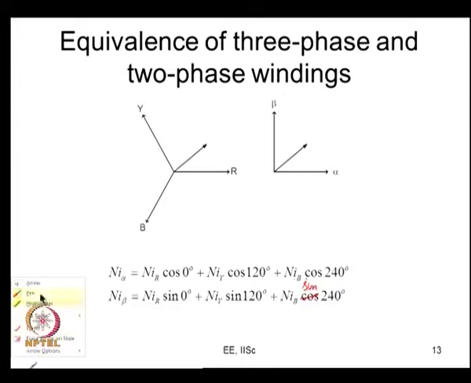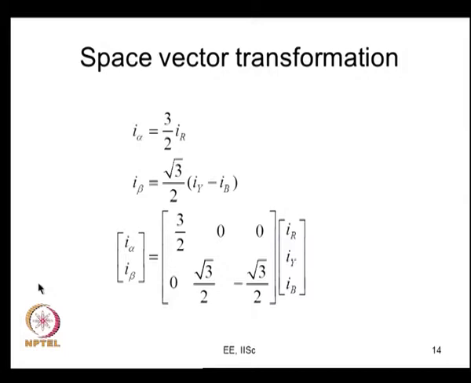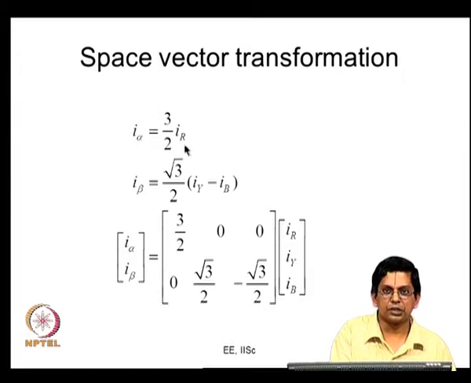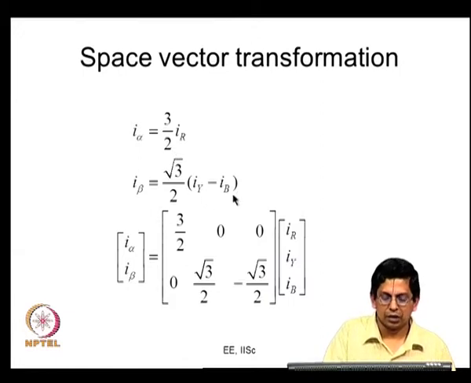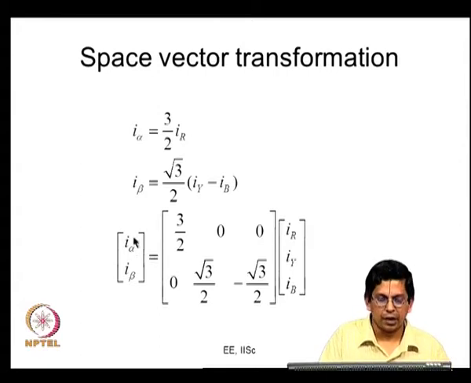Yeah, thank you. So, you can write down the space vector transformation like this. I alpha can be equated to IR with the condition that IR plus IY plus IB is equal to 0, it is a 3 wire load. So, this is your I alpha is related to IR, I beta is related to IY and IB like this. Thus, the 3 phase currents IR, IY, IB can be transformed into 2 phase currents alpha beta as shown here.